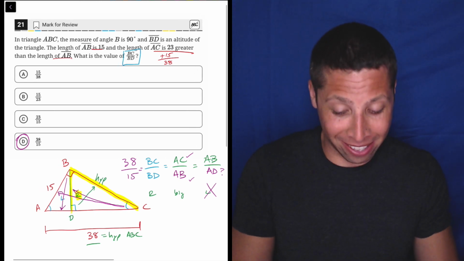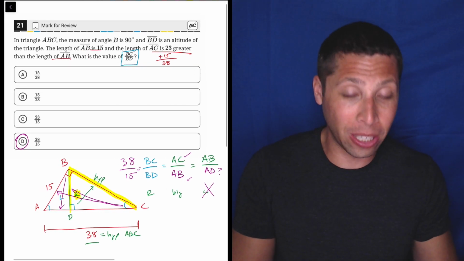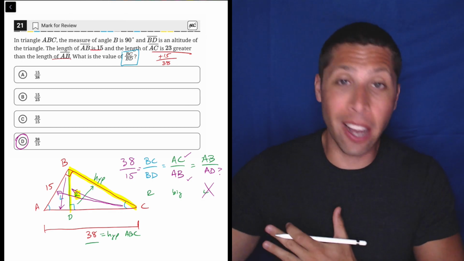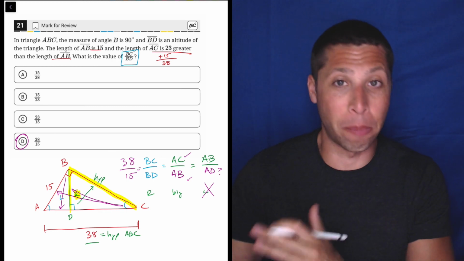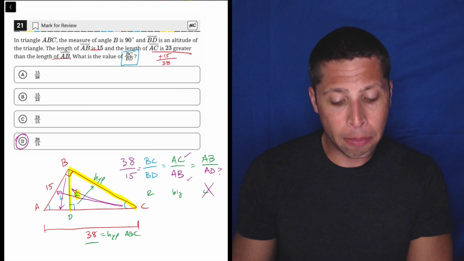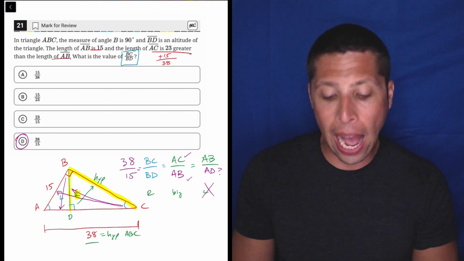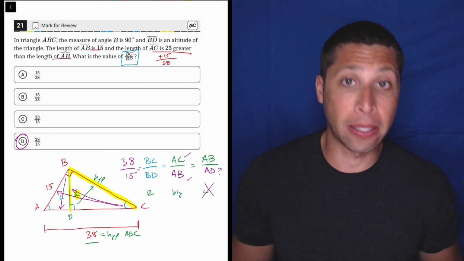Hopefully that made some sense. Again, this is a hard question. So if it's tricky for you, don't worry about it. There are so many other easier questions in this section that are better to prioritize. But one other piece of advice is: how would you know that this is about similar triangles, right?